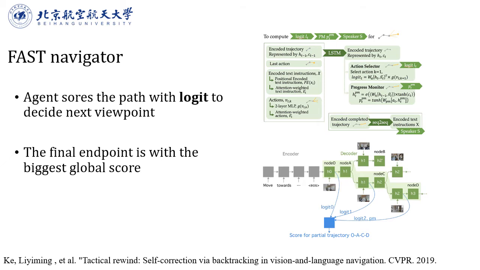After the path is generated, the model considers all viewpoints in its trajectory as candidates for the destination. It will use the global score, based on the speaker mechanism and progress monitor, to evaluate the paths from the start point to any point in the trajectory, and select the point with the highest score as the final endpoint.